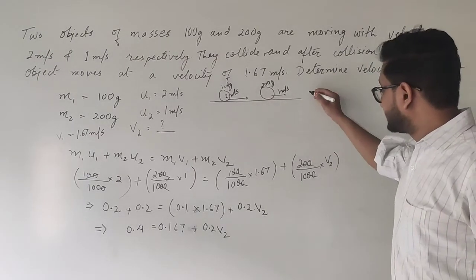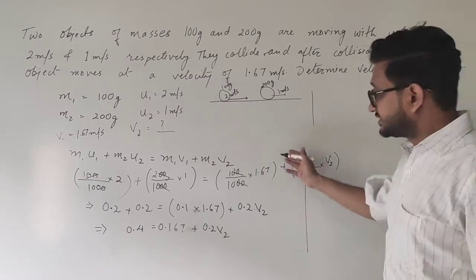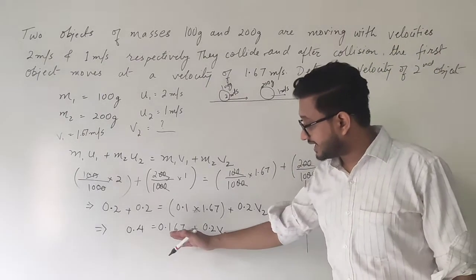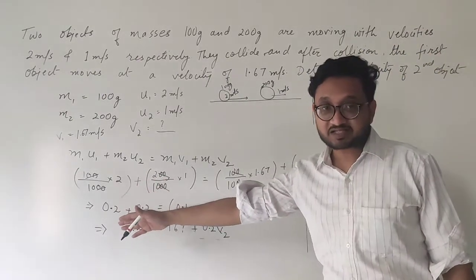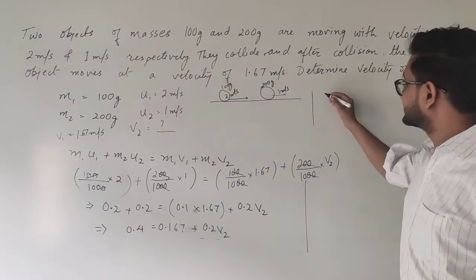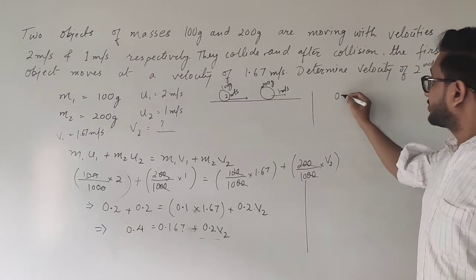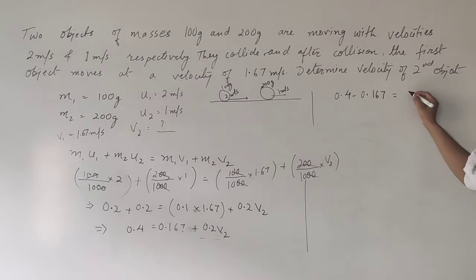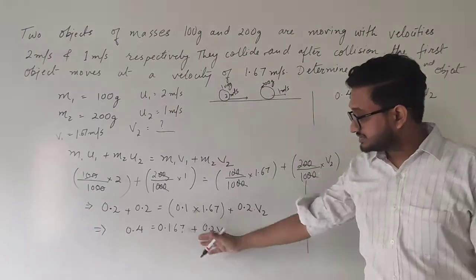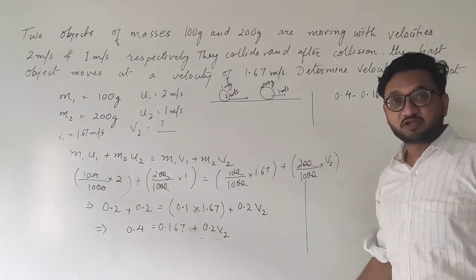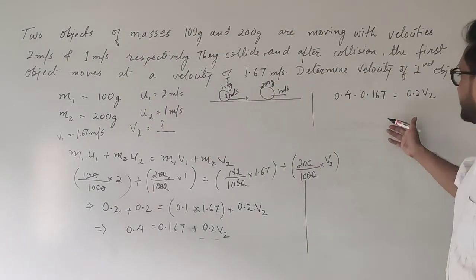Up till now it is clear to you, right? Now moving forward, 0.2 plus 0.2 we have written as 0.4. I need to find the value of 0.2 v2. So I am taking this 0.167 to the other side of the equal to sign, so the plus 0.167 will become minus 0.167. What we have over here is 0.4 minus 0.167 is equal to 0.2 v2. We just changed the sign of 0.167 because we need to find the value of 0.2 v2. Understood?